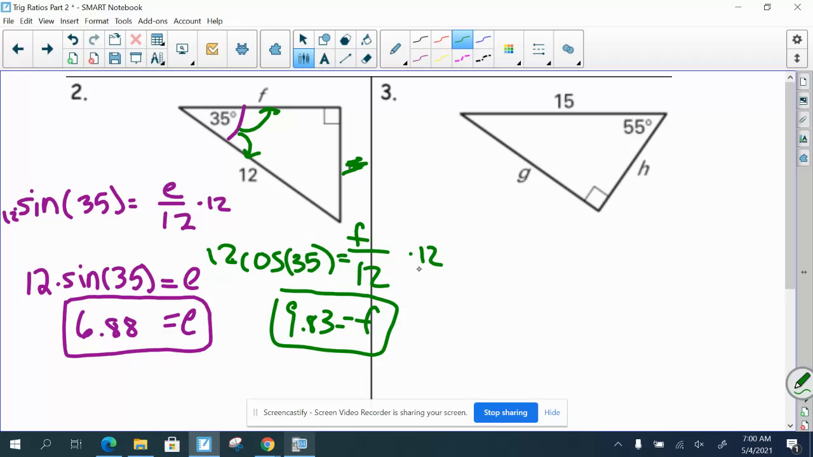Okay, so because when we multiply both sides by 12, that cancels out the 12. And then same here. Okay, so let's do this one. So once again, let's just scribble out one of them. Let's scribble out h first.